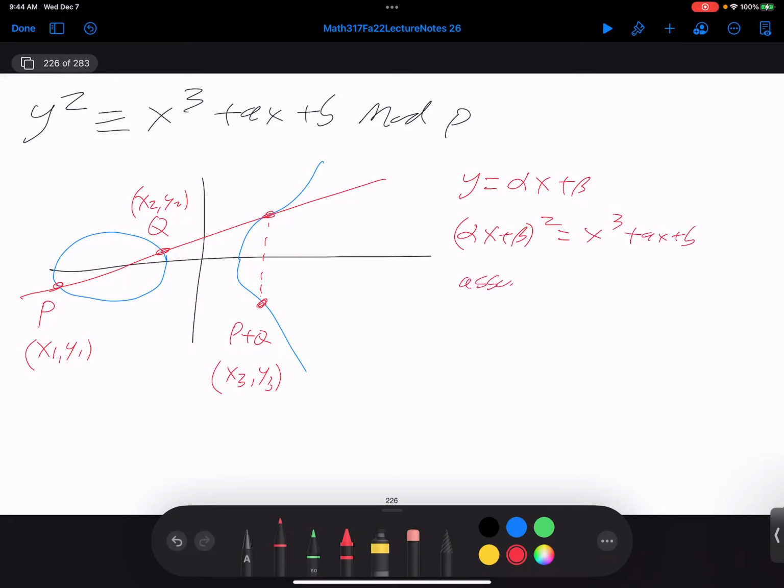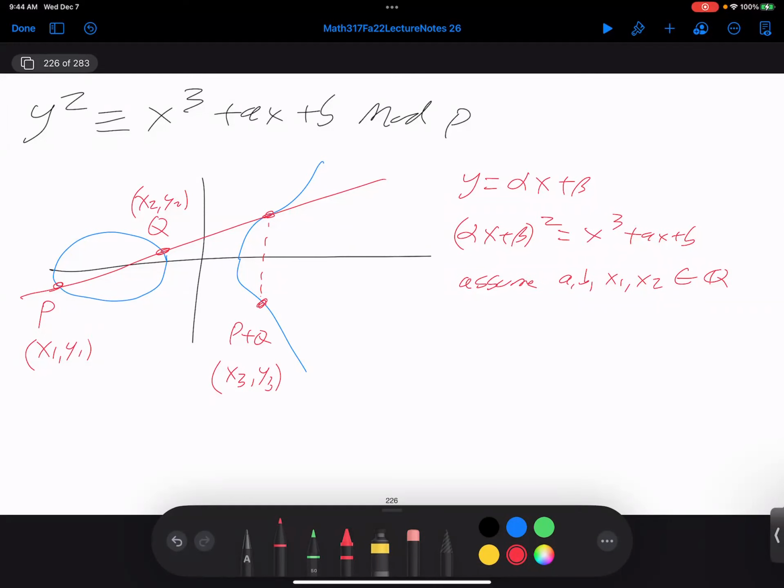And let's assume, not alpha, let's assume a, b, x1, and x2 are all rational numbers. So normally we're going to have a and b be integers, so this is not a big deal. And then we're going to assume we take 2 points on the elliptic curve with rational coordinates. We're going to assume P and Q have rational coordinates, or at least their x coordinates are rational. And I claim that this means that their third coordinate is rational.